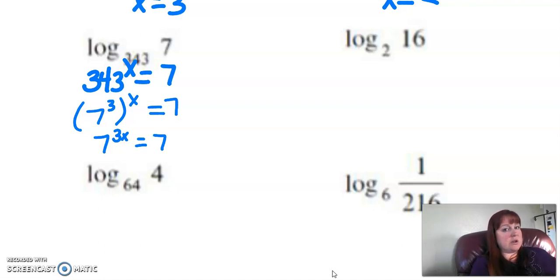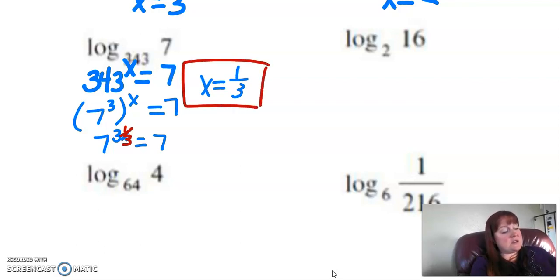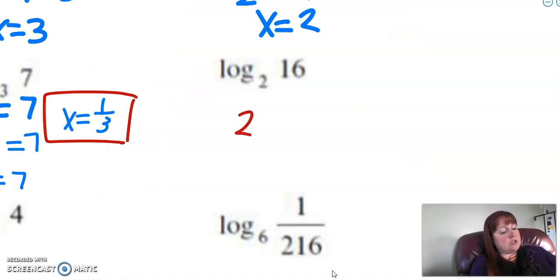This is like the Dora the Explorer moment. What exponent do we need to equal 1? So x has to be 1/3, right? X equals 1/3, because if I multiply 3 by 1/3, the 3's are going to cancel out. I'm going to end up with 1. So in this case, log base 343 of 7 is 1/3. So 2 to the what equals 16? Well, that is x equals 4.